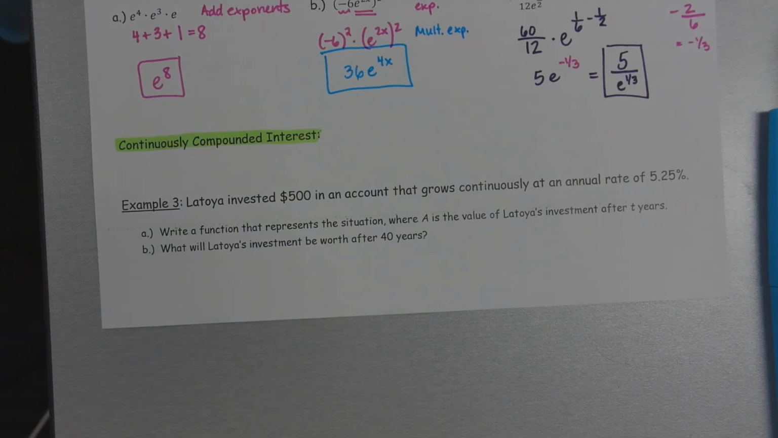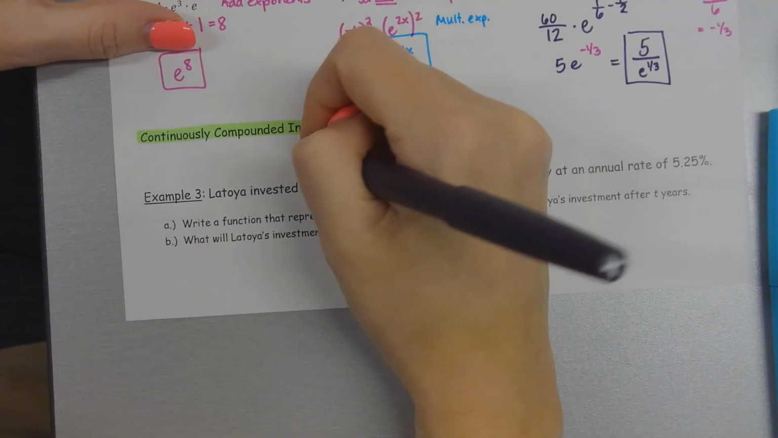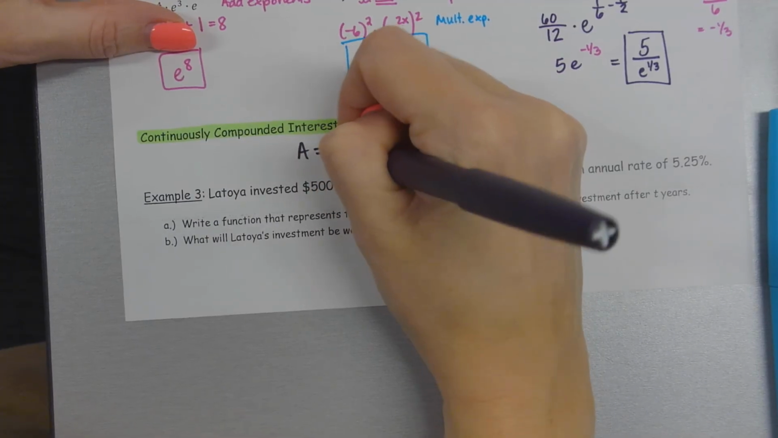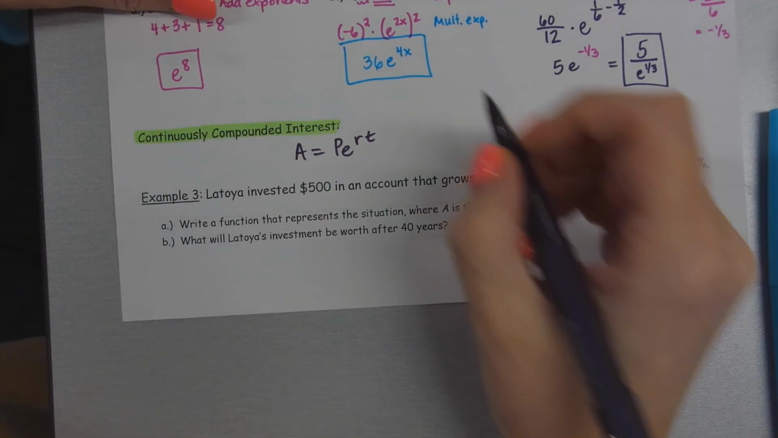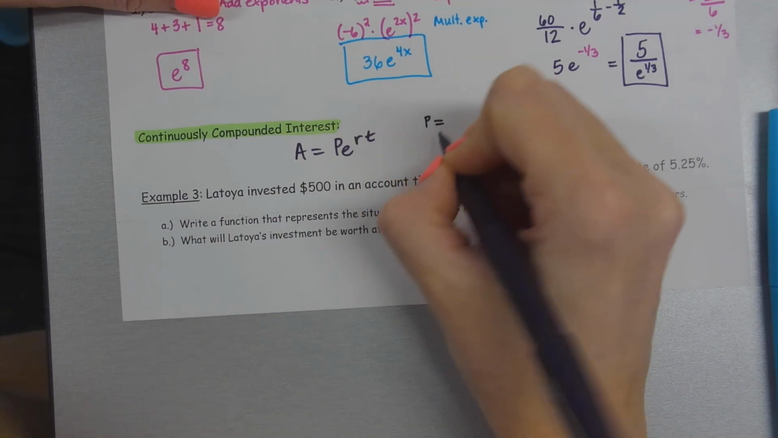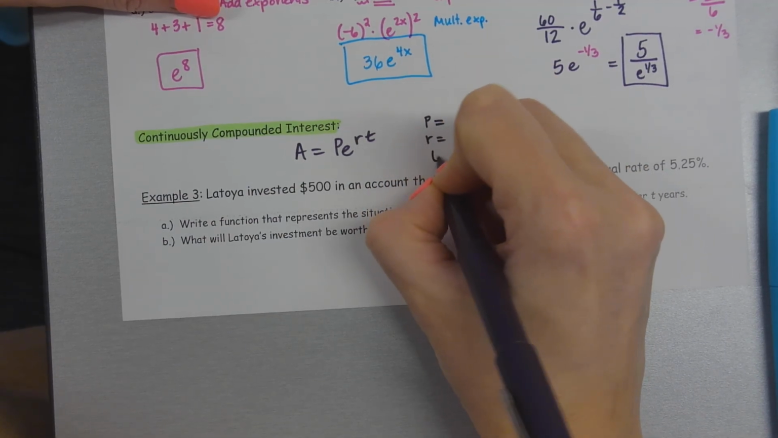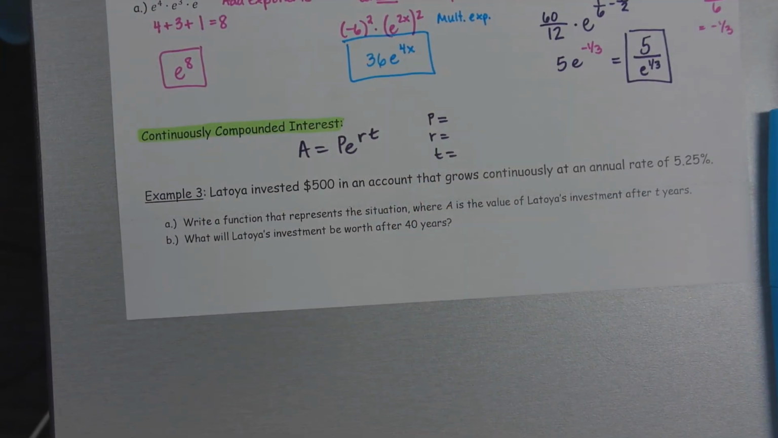Okay, and then your equation is A equals P e to the rt. Okay, and I want you to write down what the P is going to represent, the R and the T. Okay, that's based on what we did the other day. The P, the E, the R, and the T.